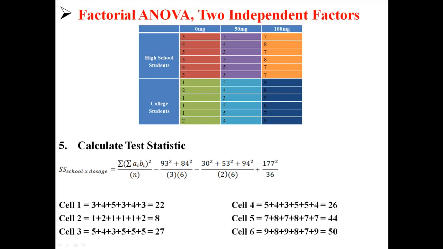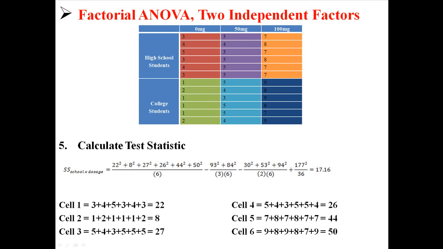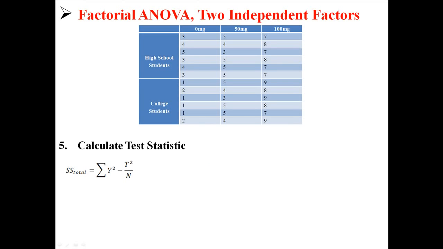So what we need to do is find the sum of each cell, each A at each B. So A1 at B1, A1 at B2, A1 at B3, A2 at B1, A2 at B2, and A2 at B3. So we find these 6 cell sums. And we're going to add those together and square them at the top of the fraction just like that. So if you work through and solve, you'll find that the sum of squares for the interaction is 17.16.